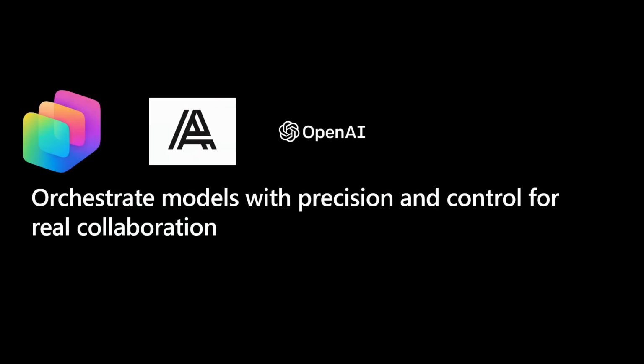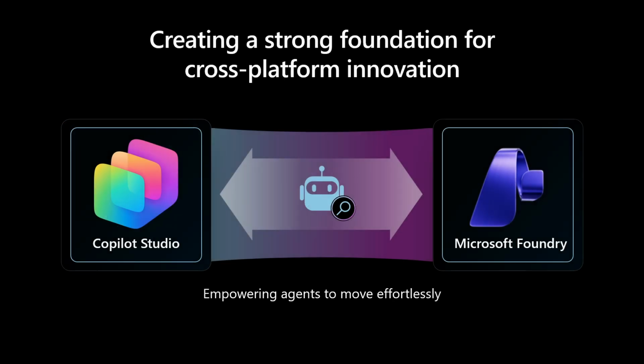Orchestrate models with precision and control for real collaboration. Today, we're meeting customers where they are. Some teams want speed, others need deep control. With Copilot Studio, we can build agents fast in a low-code canvas, wired to business data and actions. With Microsoft Foundry, developers can go pro code for full customization, orchestration, and scale. Together, they give us one path from prototype to production without rework.